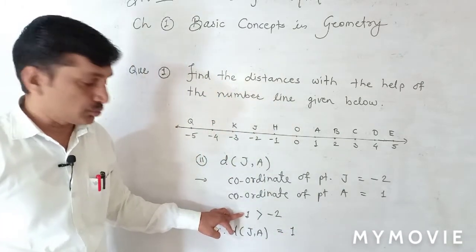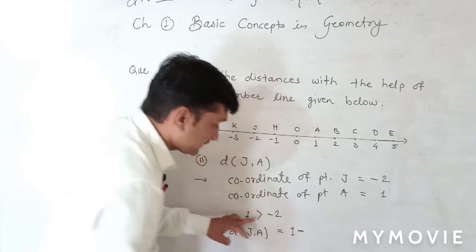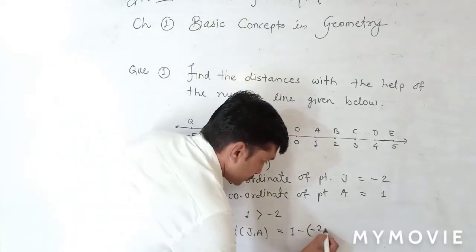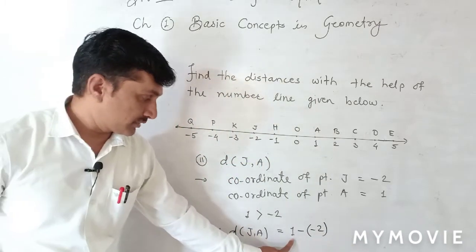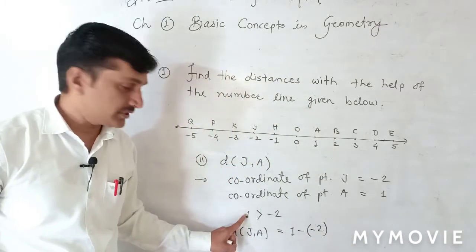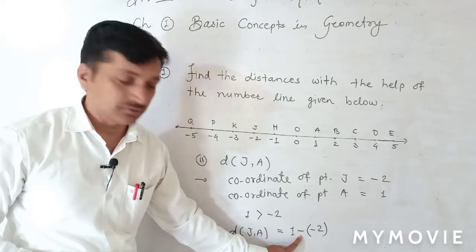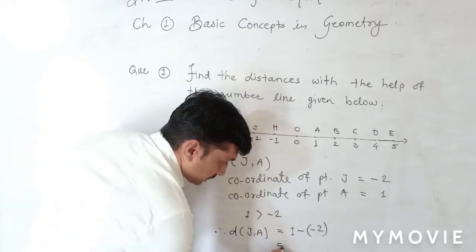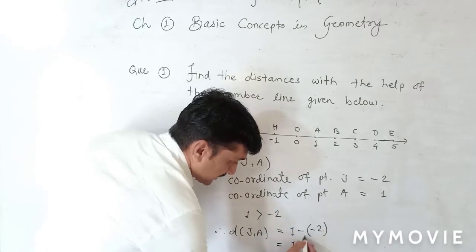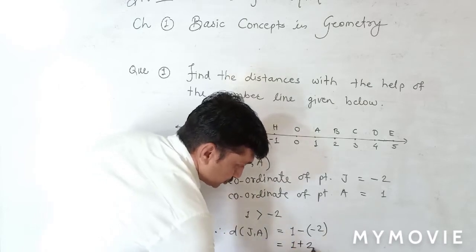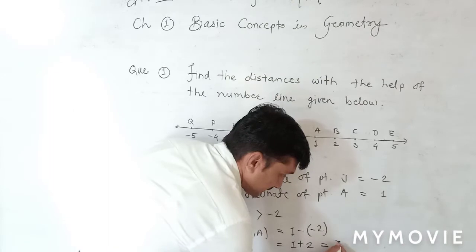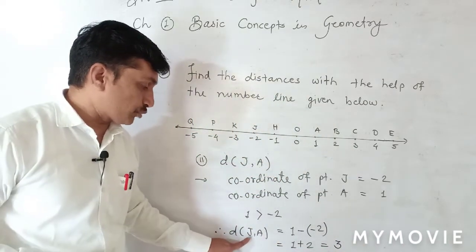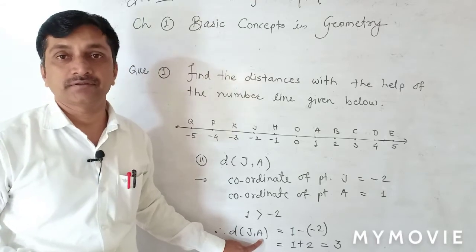Bigger coordinate is 1, minus, and smaller is minus 2. Means write that in bracket, minus 2. 1 is the bigger coordinate, minus for subtraction, and this is the second coordinate, minus 2. Now if we solve this, 1 minus minus is plus 2, and now the distance we get is 3. 3 is the distance between points J and A.